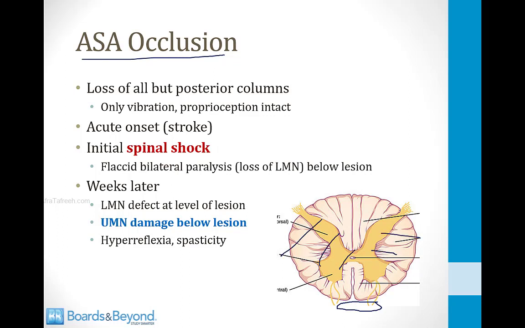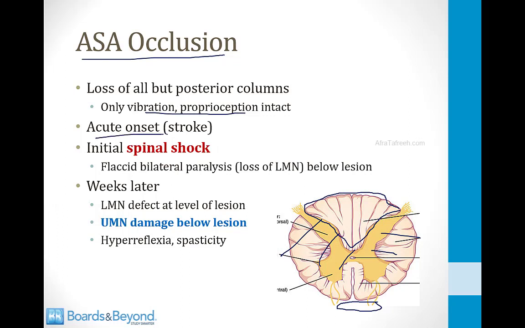What will be spared are the posterior columns back here because they have an alternative blood supply from the posterior spinal artery. This means that vibration and proprioception will remain intact, but all other sensations can be affected by an ASA occlusion. This presents with an acute onset.